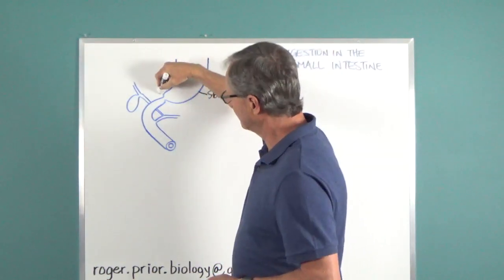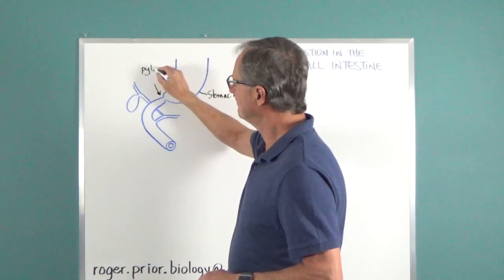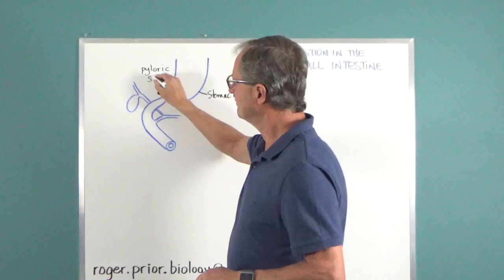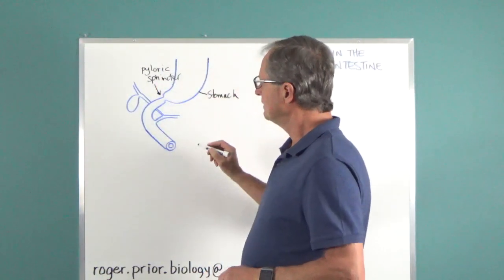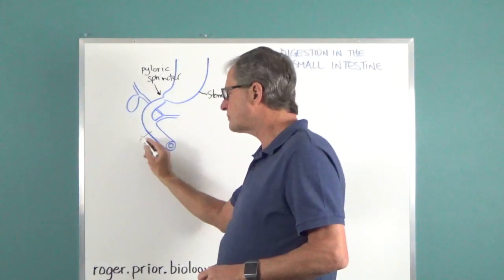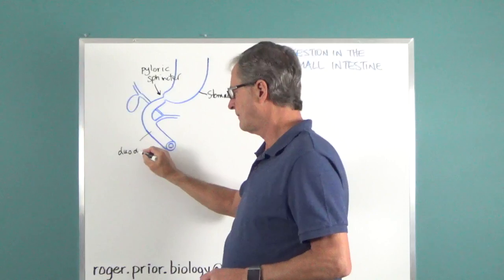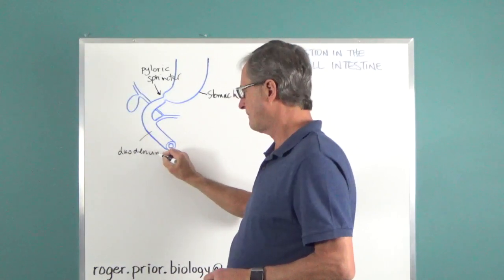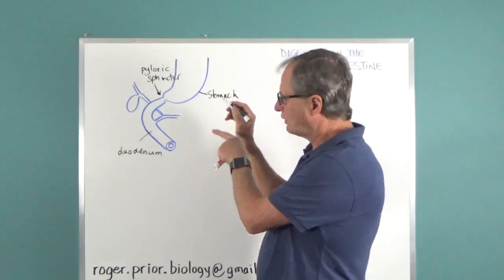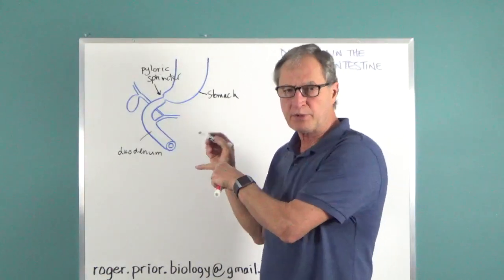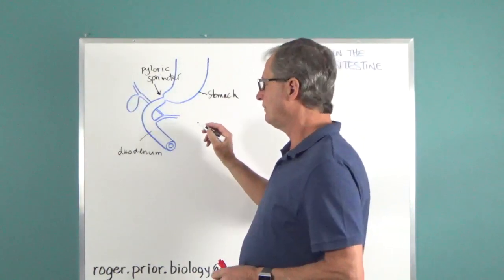This is the pyloric sphincter here. This is the first part of the small intestine. It's called the duodenum. Our consideration is only going to look at what goes on in the duodenum. The other parts of the small intestine way along here aren't part of this discussion at all.